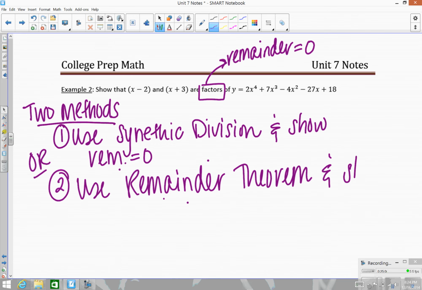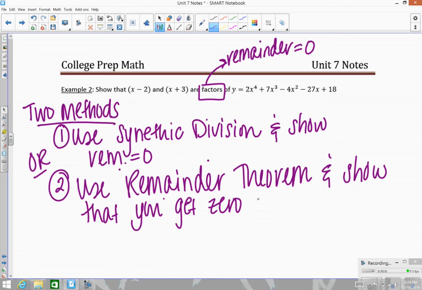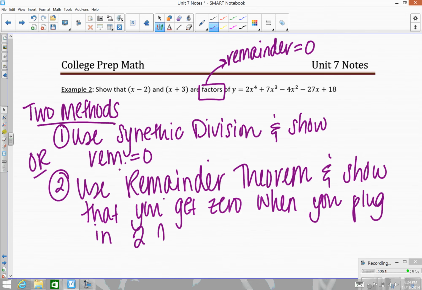Or you can use the remainder theorem and show that you get 0 when you plug in positive 2 and negative 3. So if the factors are x minus 2 and x plus 3, that means I'd have to plug in 2 and plug in negative 3 and get 0.